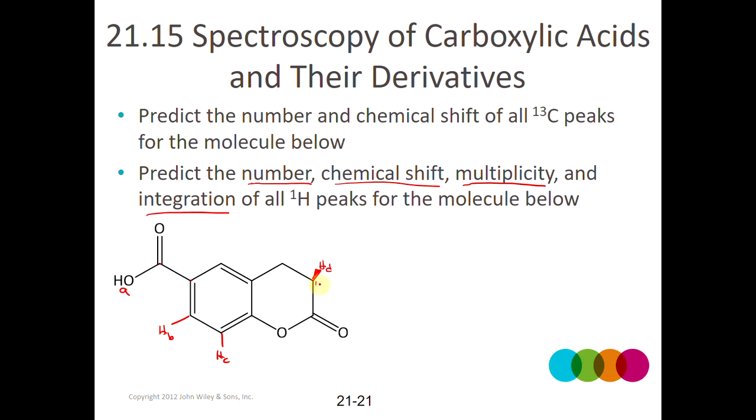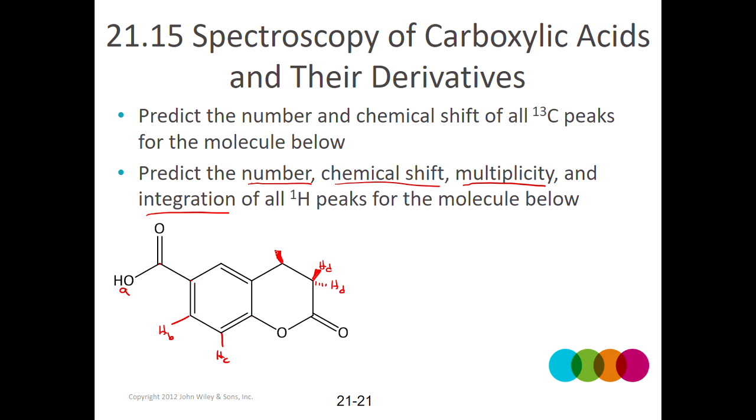Call this one D. Will this one also be D? Well, there's no chiral center anywhere in the structure that would create a spatial environment for this proton sticking out at me that would be different from the one pointing away, so they should be equivalent.